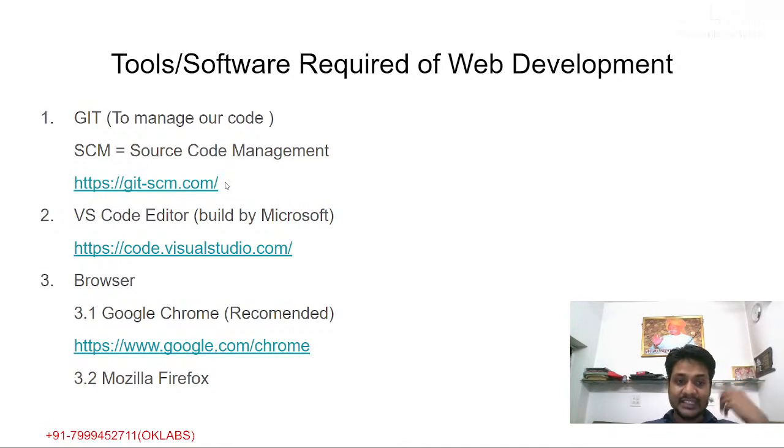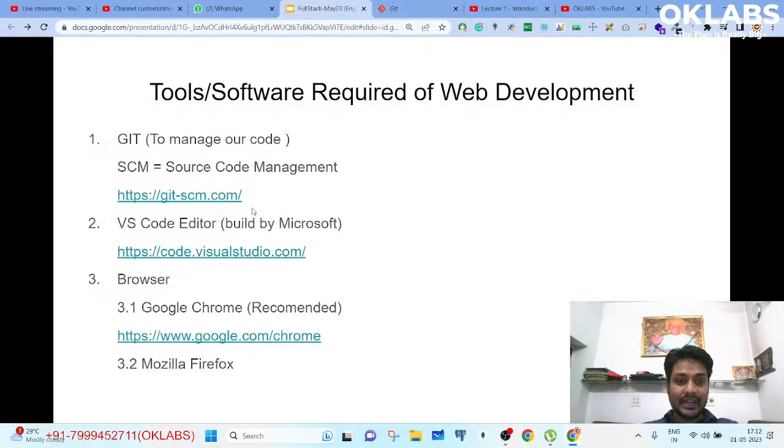So managing version control is totally handled by the Git software. Git is also an SCM. I have also written the full form of SCM, which is source code management. I have mentioned the Git SCM link here, and we will be able to download this Git SCM software.